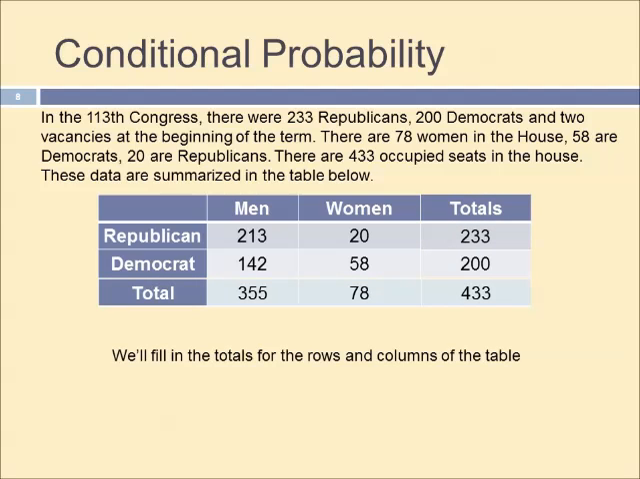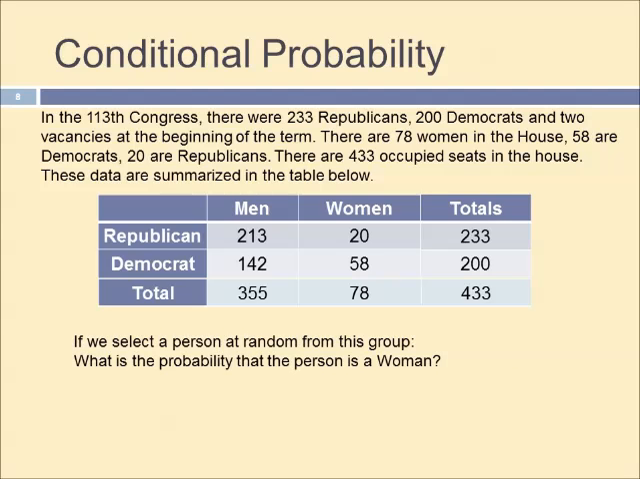Now, we can fill in the totals for the rows and the columns. Notice in the bottom right, 433, that's the total number of occupied seats. Okay, if we select a person at random from this group, what is the probability that person is a woman?